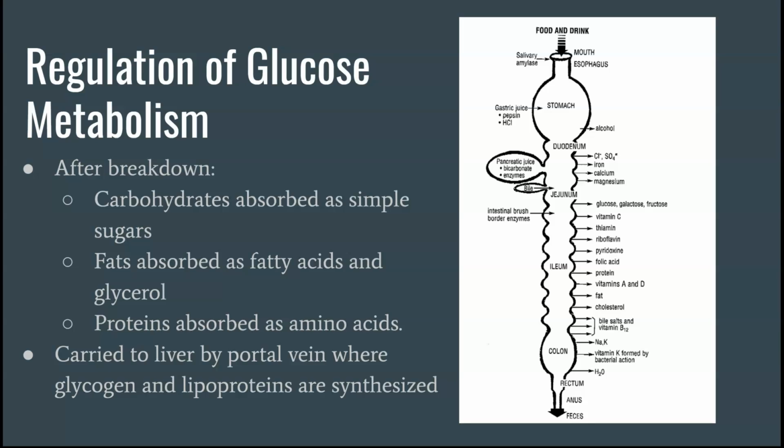As everything starts to become absorbed, right, your carbohydrates are transferred into becoming simple sugars in the bloodstream. Your fats become fatty acids and glycerol, and your proteins become amino acids. All of these things go directly through your liver.